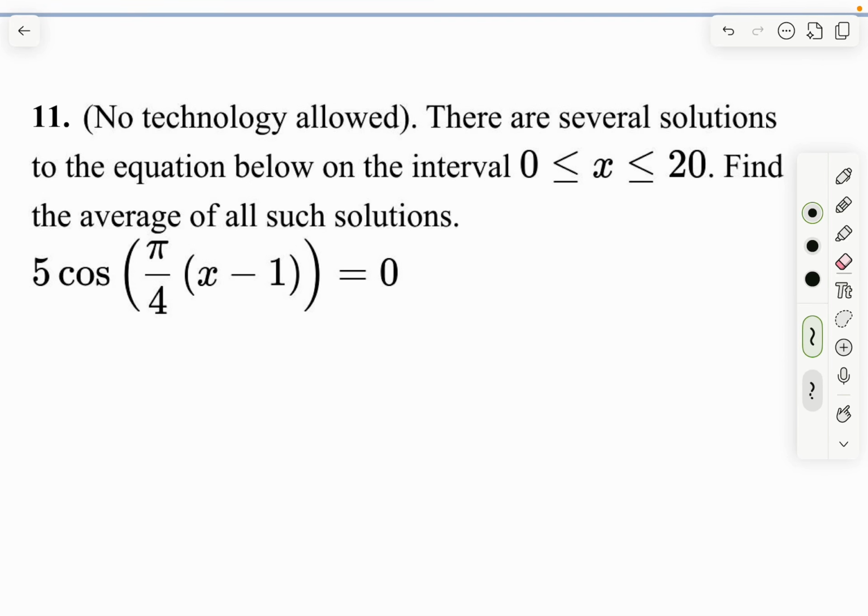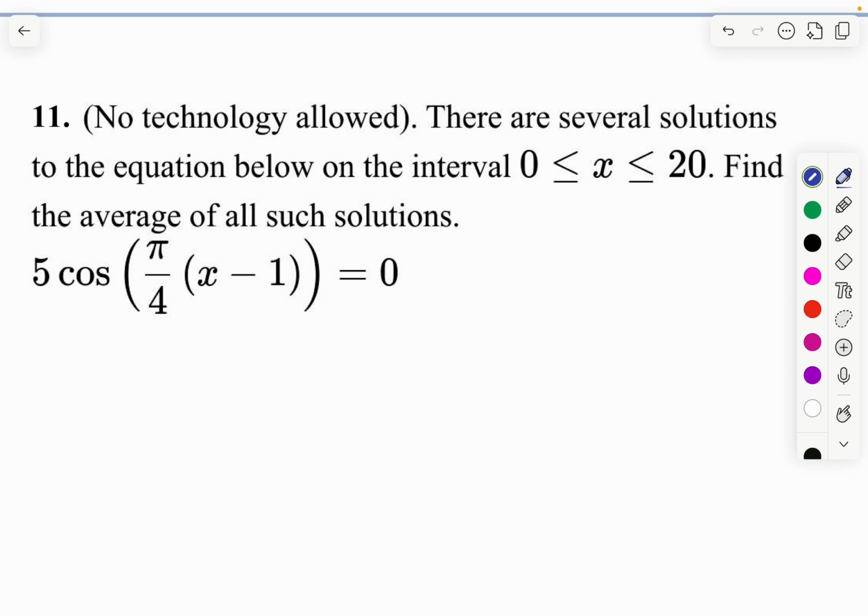Okay, I have to, without technology, it says there are several solutions to the equation below on the interval 0 to 20. Find the average of all such solutions. All right, well, let's find a description of the solutions in general.